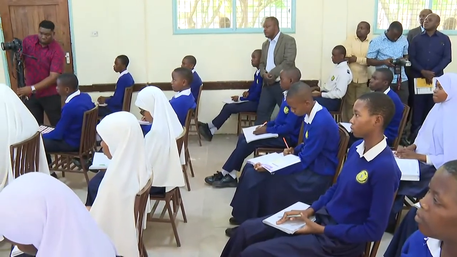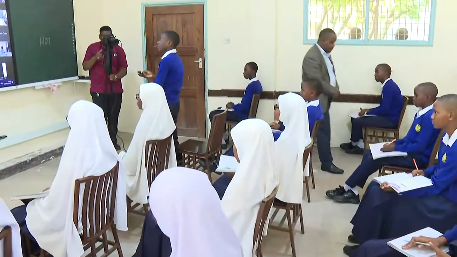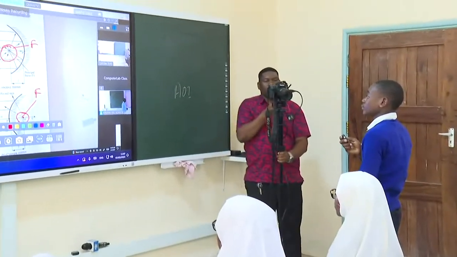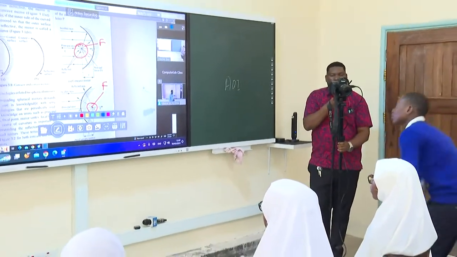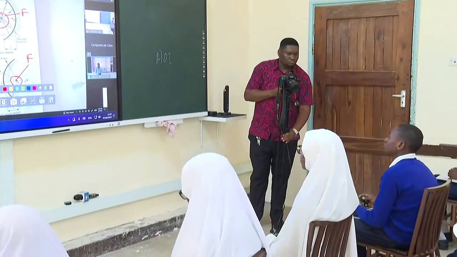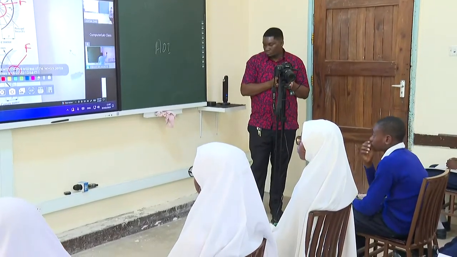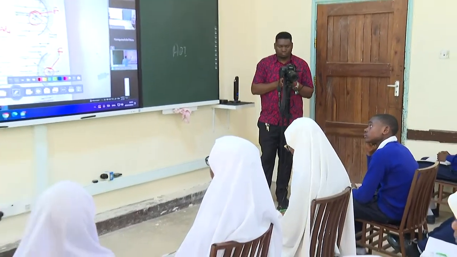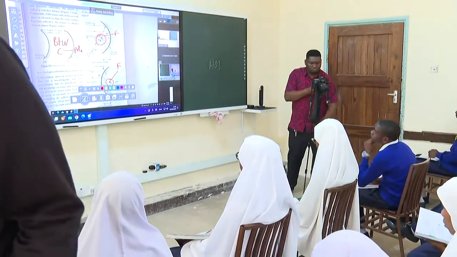Yes, first opportunity from Dodoma. Students from Dodoma, I need your response. F is the focal point. Focal point is the point between the center of curvature and the pole. We say that you've defined it as between the center of curvature and the pole. So, does it mean that any point between the center of curvature and the pole can be the focal point?